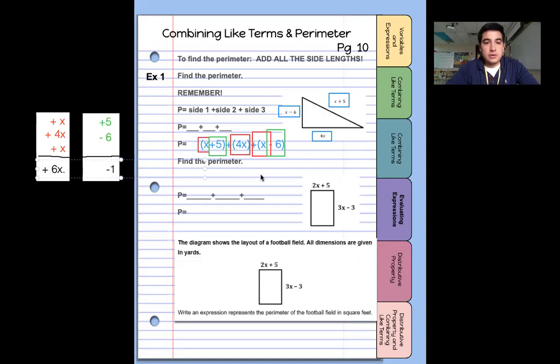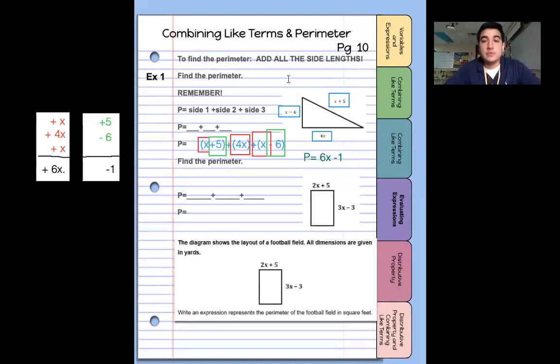Okay, so when I put it all together, my final answer, I'm going to write it down here. I get that my perimeter, let me use a different color. I get that my perimeter equals, right, 6x, because that's how many x's I had, minus 1. Okay, 6x minus 1. Let me see if I can make that a different color.